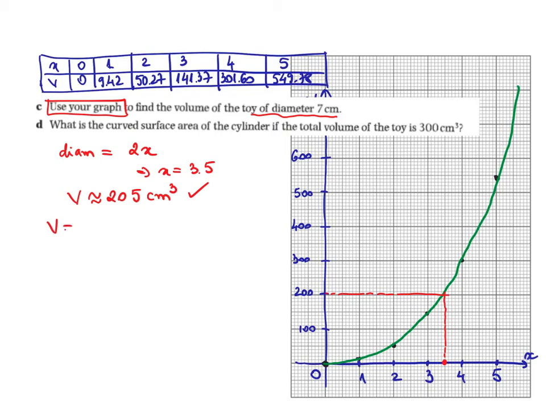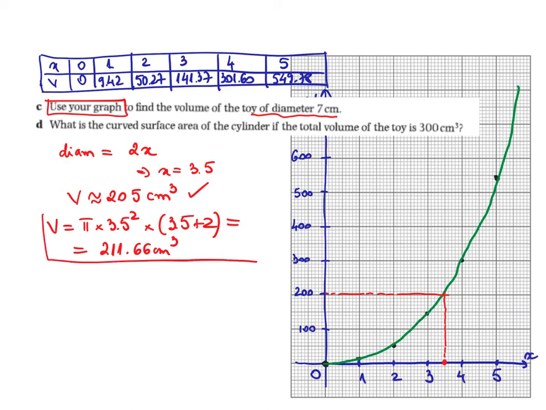If I want to check, I will need to put x equals 3.5 in my function. So I will have pi times 3.5 squared times (3.5 plus 2). And if I compute this using my calculator, I get 211.66 to 2 decimal places. See, given that it's read from a graph, my answer is very accurate. If I'm asked to use a graph, I don't need this step. I just do it for myself, just to check my work. Let us move now to question D.